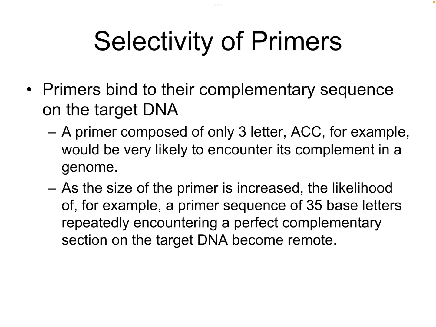Here, the selectivity of primers is based on the composition of the sequence. For example, if it is only 3 letters long, ACC, it would be very likely to encounter its complement in a genome. However, as the size of the primer is increased, the likelihood of, for example, a primer sequence of 35 letters repeatedly encountering a perfect complementary section on the DNA becomes remote. So the primer is very selective and very specific.